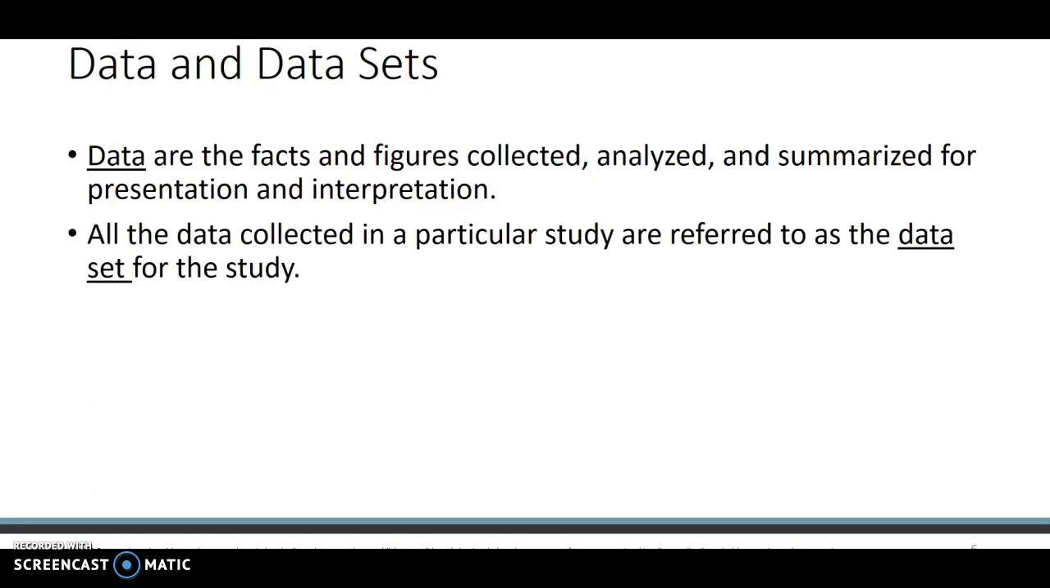Okay. Data and data sets. Data are the facts and figures collected, analyzed, and summarized for presentation and interpretation. If we were to do a study of all the students in this class, I might ask each and every one of you, what is your height? You all would give me your height, say in inches. That would be data. I've collected the data, then I would analyze it.